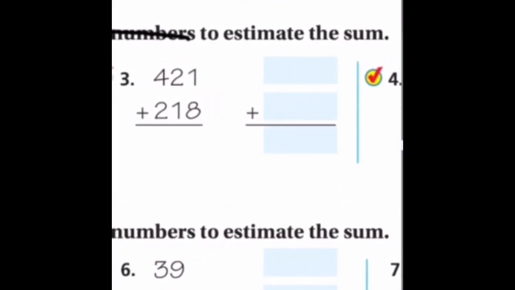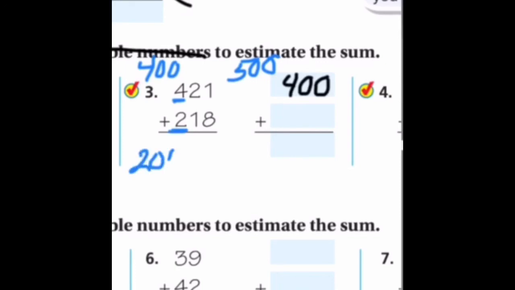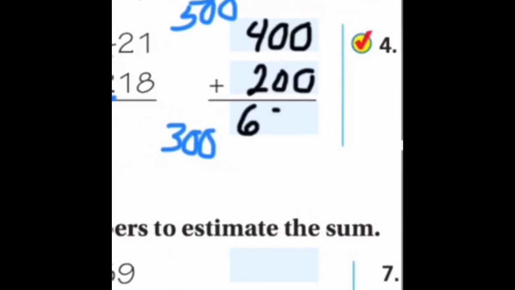421 plus 218. We're in the hundreds here, so we need to round to the hundreds. 421, 400 is our first choice then, and then 100 more is 500. And 421 is closer to 400. 218, 200 is our first choice. Our other choice is 300. And 218 is closer to 200 than it is to 300. So 400 plus 200 is 600.